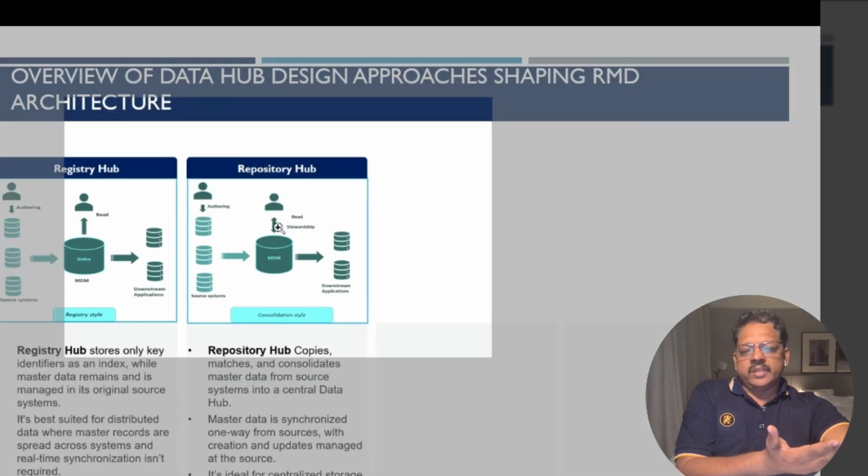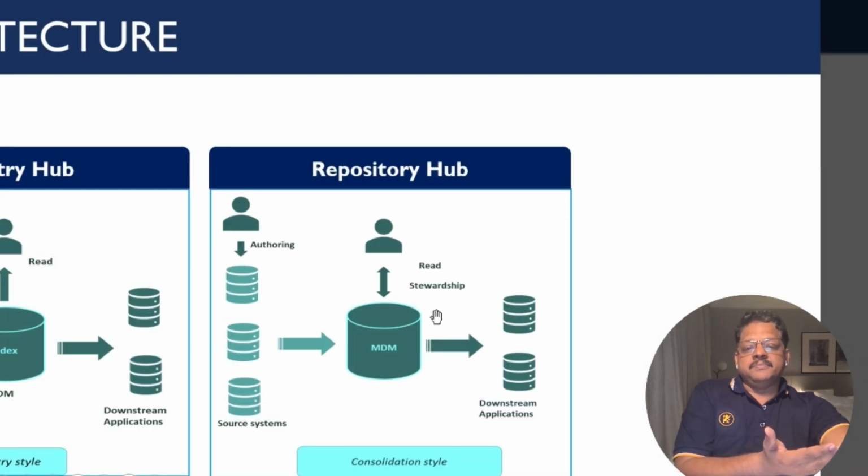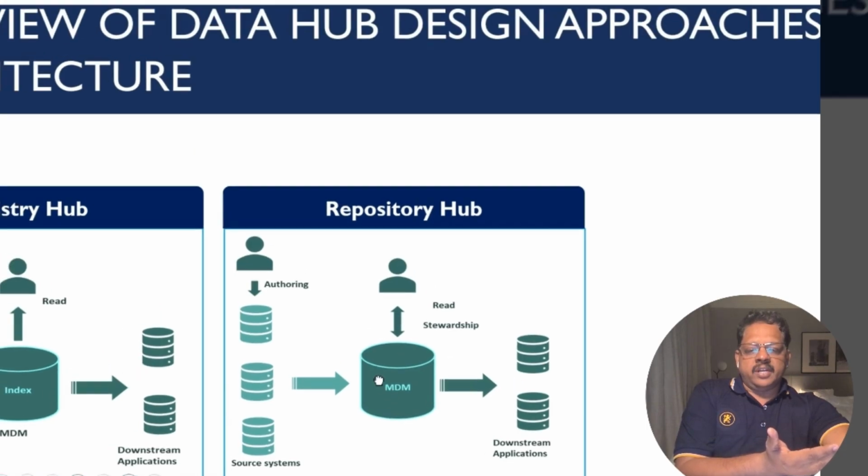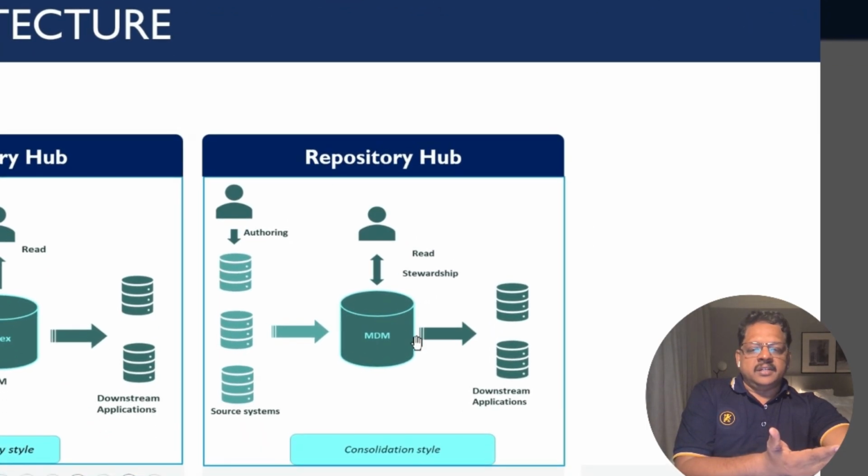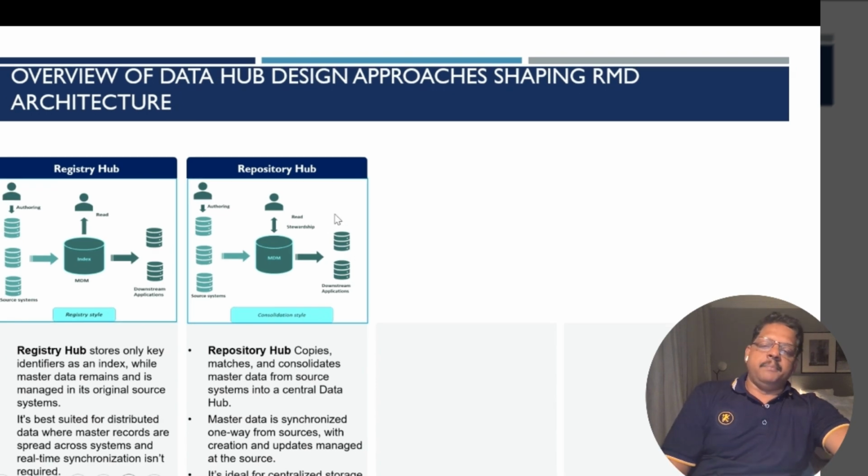So if you look closer at the repository hub, you can see these are the source systems, and you bring the data to the MDM repository. The data itself is being shared with the downstream applications. Here the steward is going to manage and control the MDM, but the updates and insertions happen at the source level. So that's basically the consolidated hub design. For reporting purposes, a repository is recommended.